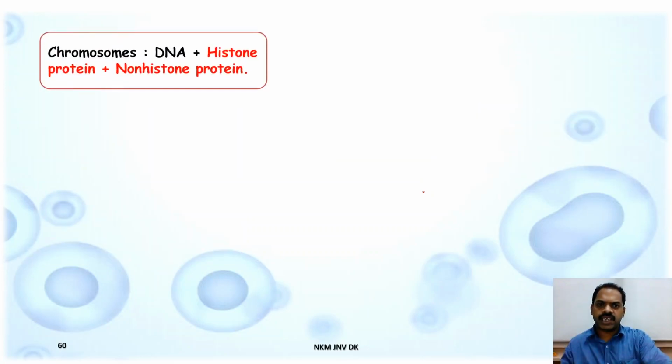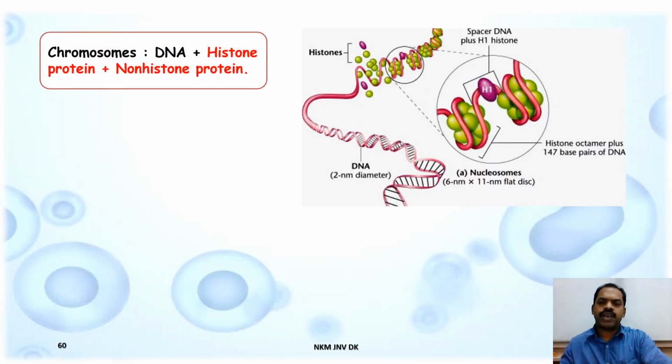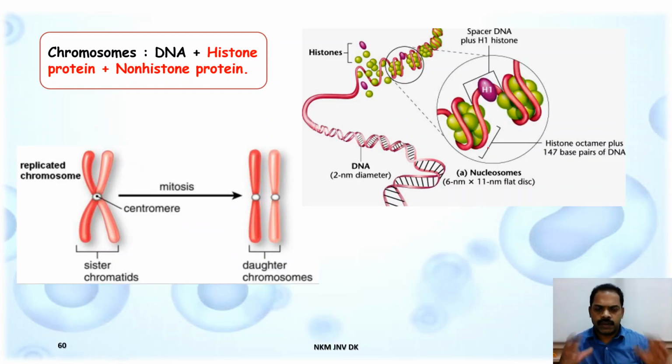For coiling and condensation, they require different types of proteins that we generally call histone protein and non-histone protein. For our level, that is enough. Even for 12th class we are going to discuss that. Histone is a type of protein, H1 protein is there, and these help to wrap the DNA. The DNA is wrapped over the histone proteins and forms the nucleosome, and this coils and further coils to form the compact structure, the chromosome.